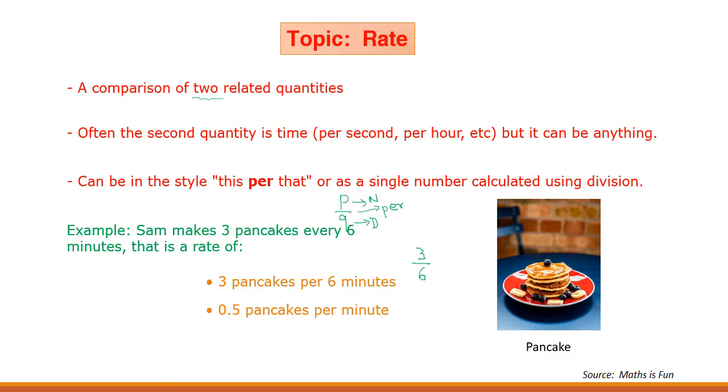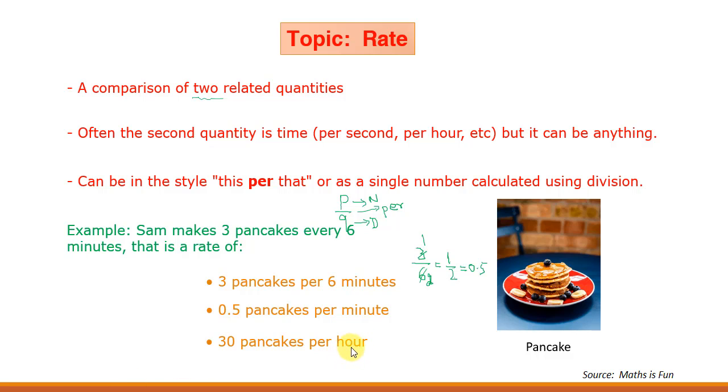Or we can read it like 0.5 pancakes per minute. If you simplify it, 3 divided by 6 gives you 1 by 2, and if you simplify it, the answer will be 0.5. Hence 0.5 pancakes per minute. Easy. We can also call it 30 pancakes per hour.